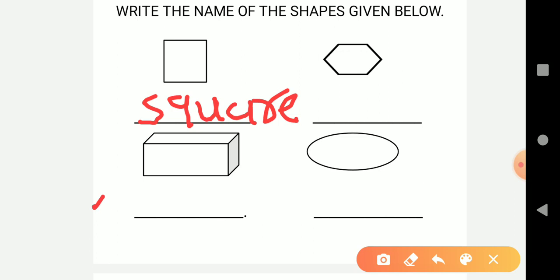Okay. Now my next shape is second. My second shape is this. Now which shape is this? Yes. Very good. Because this is a hexagon. Hexagon. So the spelling of hexagon is very good.